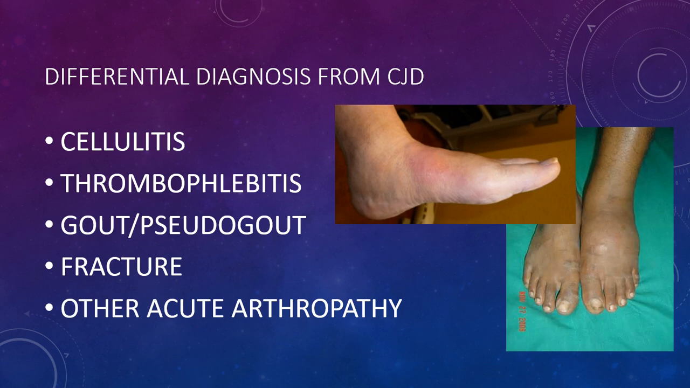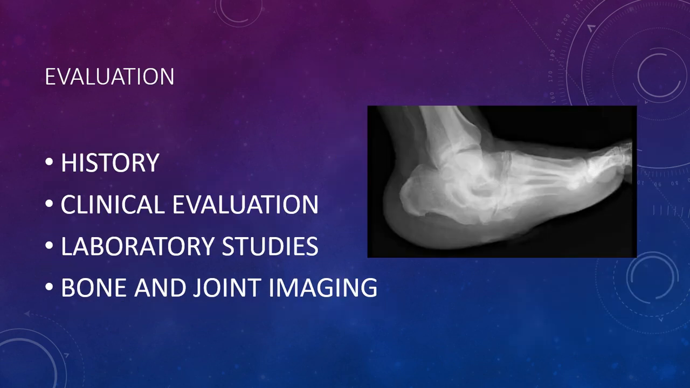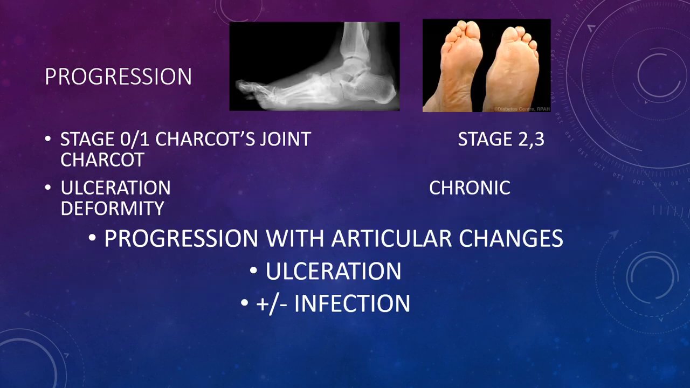We want to remember these patients are typically neuropathic. Pain may not be a major component of their pathology, and therefore we don't realize these patients do in fact have some trauma that has occurred and have an injury which we simply fail to appreciate. So these would be probably our most common differential diagnoses. Obviously, the history and clinical examination are followed by appropriate laboratory studies and bone and joint imaging.